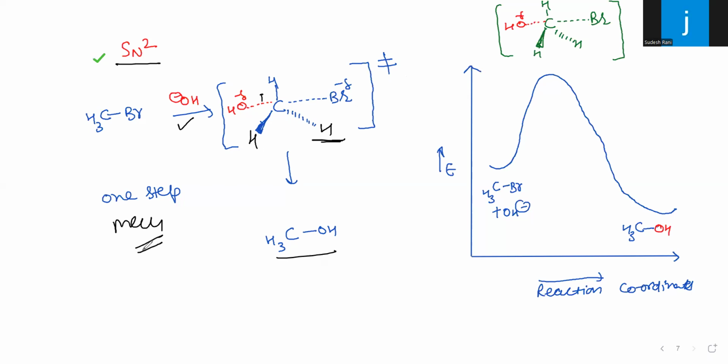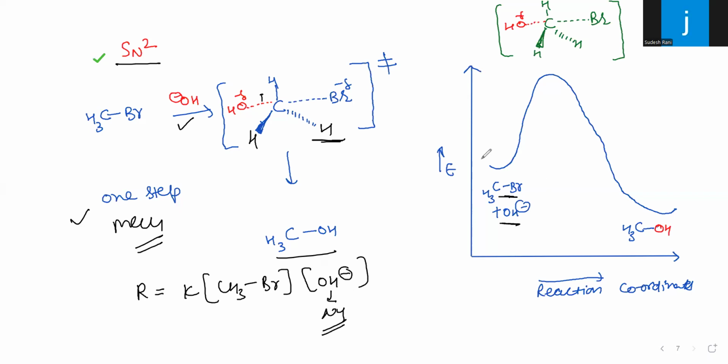As in the previous case, there are two steps in the SN1 mechanism, but in case of SN2, there is only one step. So if we study the energy profile of this reaction, you can see here is the methyl bromide and OH negative. In case of SN2, the rate of reaction depends upon both reactants, both the substrate as well as the nucleophile. So we are taking the energy of both reactants over here. This is the energy of the transition state and this is the energy of the product.